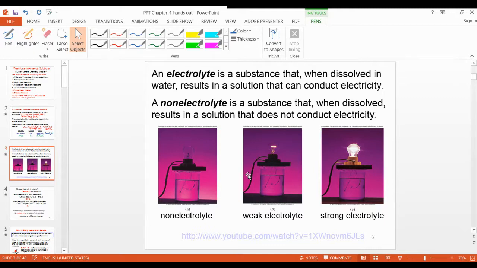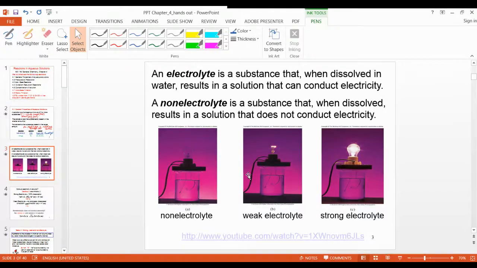Look at what is written here. An electrolyte is a substance that dissolves in water to give a solution that can conduct electricity, which means you will get light. A non-electrolyte is a substance that, when dissolved in water, results in a solution that does not conduct electricity. Is it clear now, what is an electrolyte and what is a non-electrolyte? Is it clear to you? Yes, Doctor, clear.